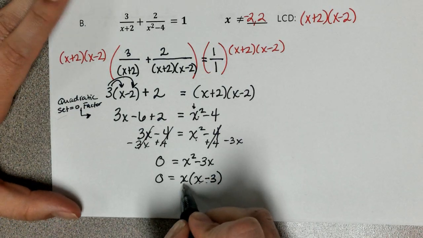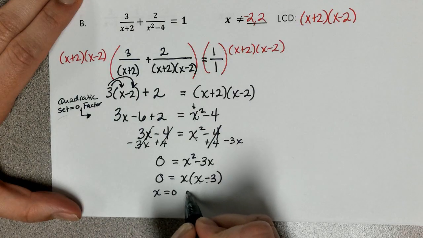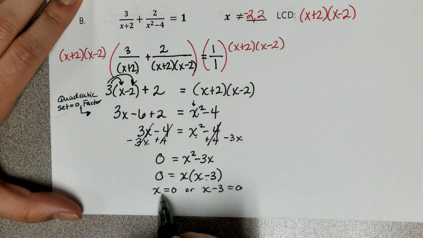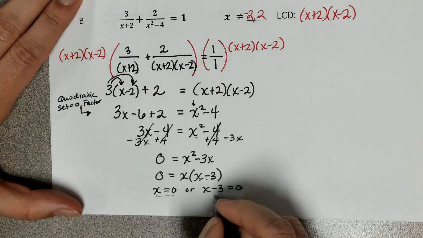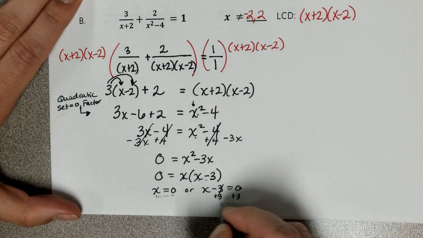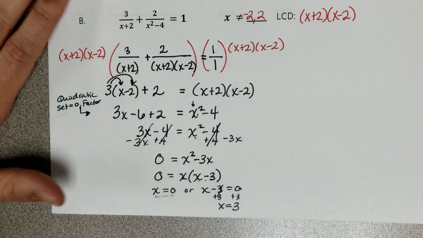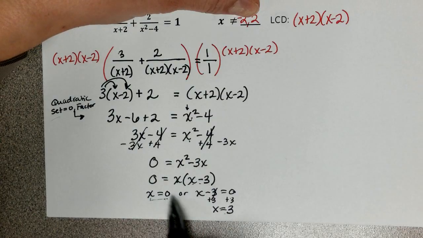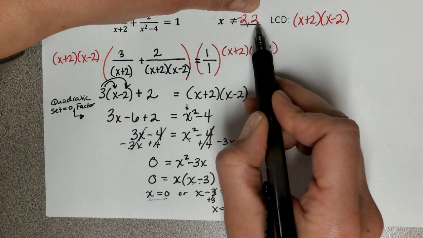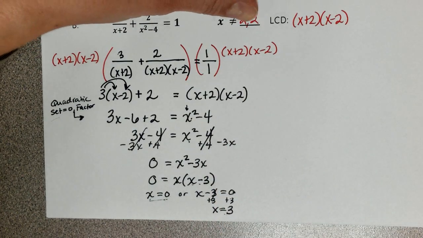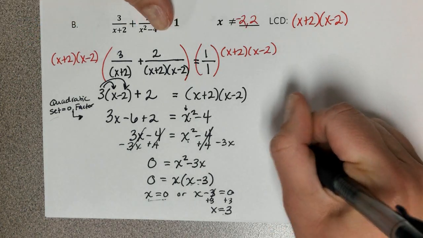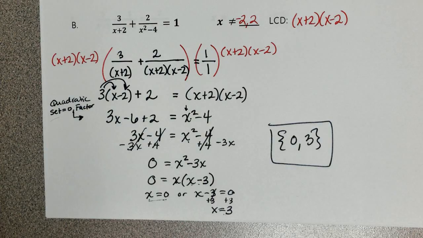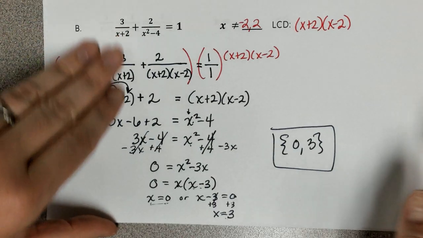Okay, so I set each factor equal to 0 and solve. So one of my answers is just x equals 0. The other one is positive 3. And I just check against my restrictions. Do either of these match a restricted value? No. So they are both valid solutions. So they both go in the solution set. Okay.